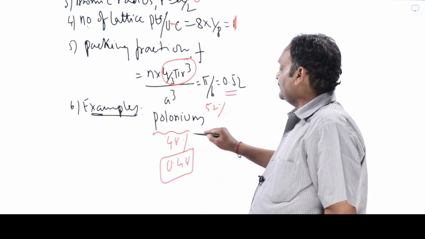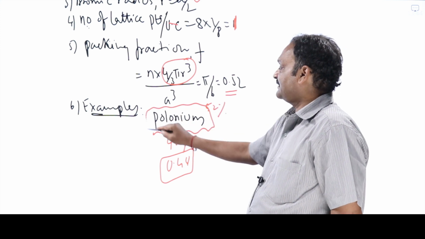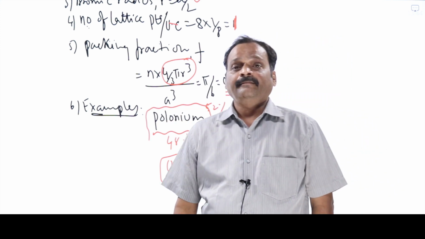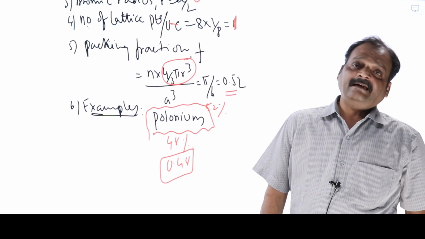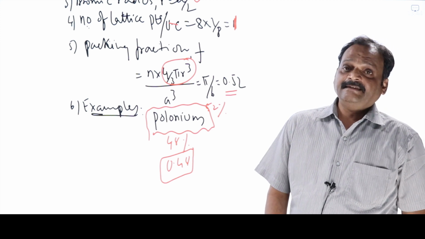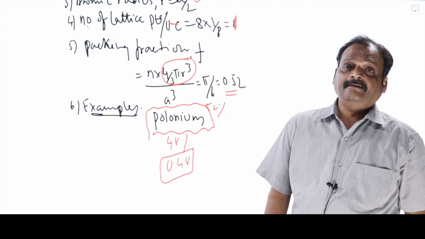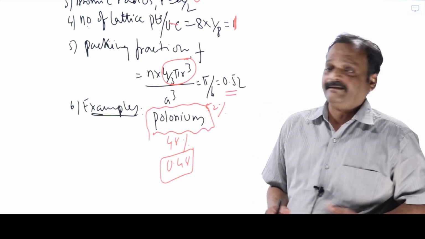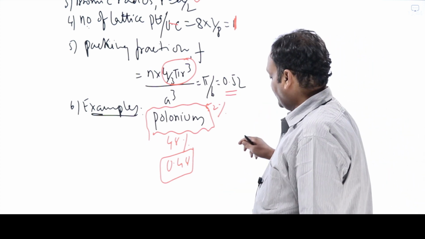In the entire periodic table, only polonium crystallizes in a simple cubic structure at some temperatures. Polonium is the only example having a simple cubic structure because nature does not prefer loose packing. Nature always prefers close packing. So this is about the simple cubic cell.